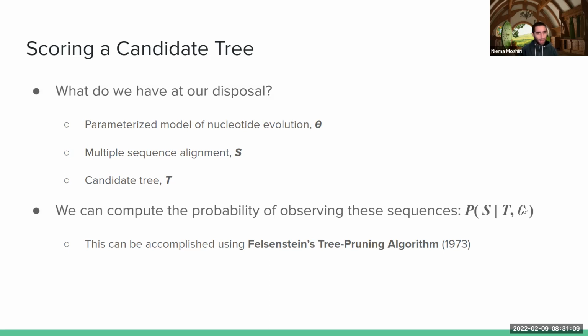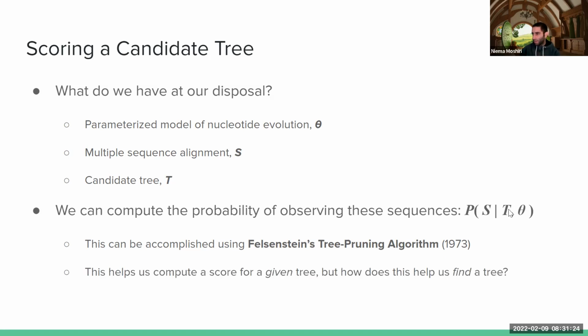Okay, does that kind of make sense what I'm saying here? So given the model, given a multiple sequence alignment, given a tree, there exists an approach for computing the probability of observing that sequence alignment from those. Nice, yeah, sounds cool, awesome.